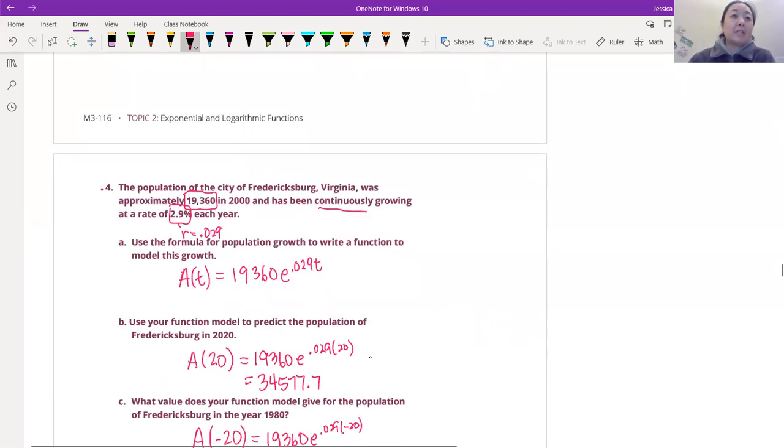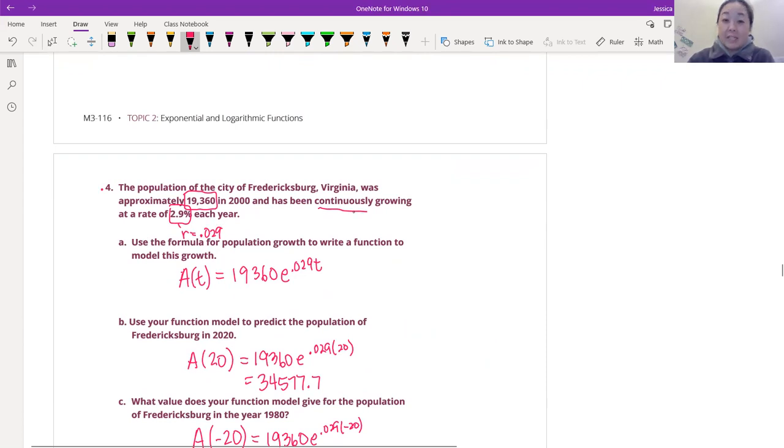So now if you take a look at this, we're going to use the formula and figure out, oh, the population of the city of Fredericksburg, Virginia was approximately 19,360 in the year 2000 and has been continuously growing at a rate of 2.9% per year.